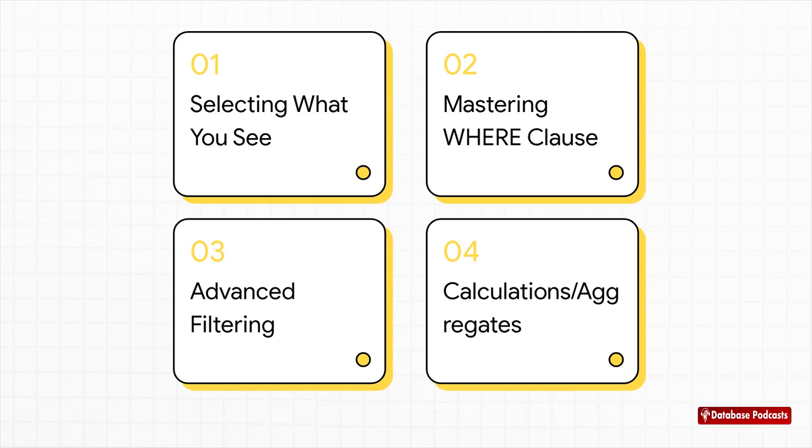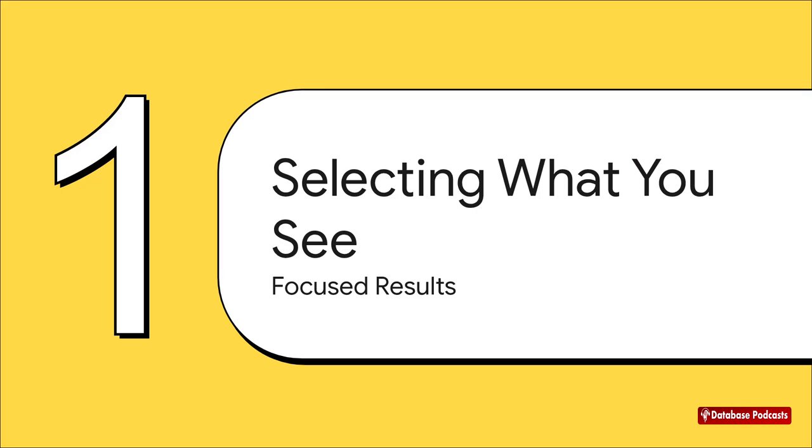Okay, here's our game plan. First, we're going to talk about selecting just the columns you need. Then, we'll dive deep into the where clause to filter for specific rows. After that, we'll get into some advanced filtering techniques. And finally, wrap it up by using calculations and aggregates to turn all that raw data into real answers. So, first up, selecting what you see.